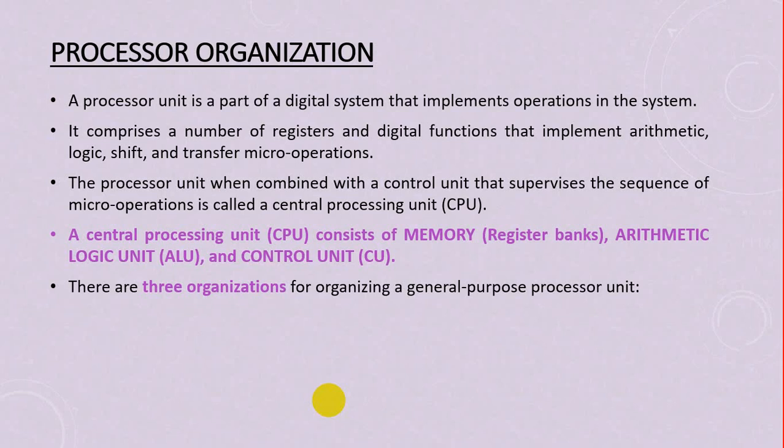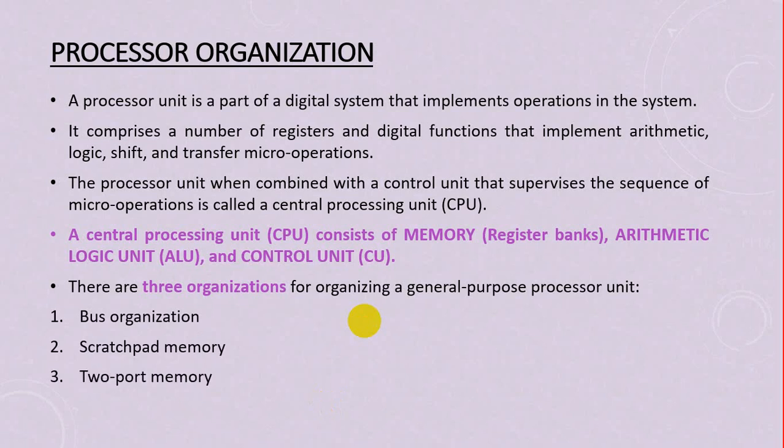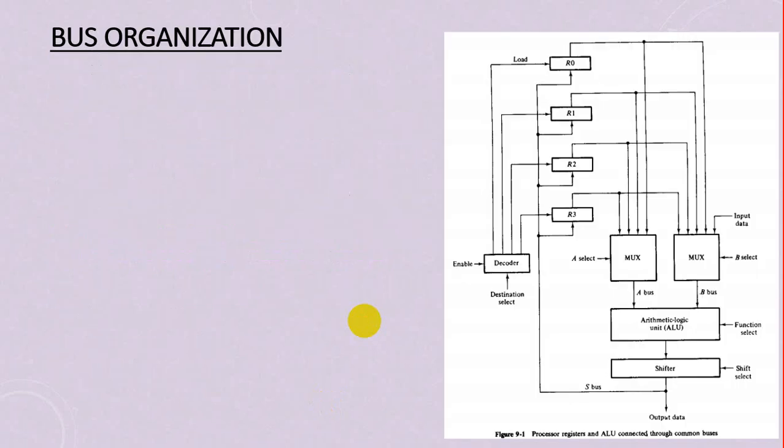There are three organizations for organizing a general purpose processing unit. Inside the CPU, how different components get connected and how they operate. The first one is called bus organization. The second one, scratchpad memory. The third one is the two-port memory. On the next slide, we'll investigate the bus organization.